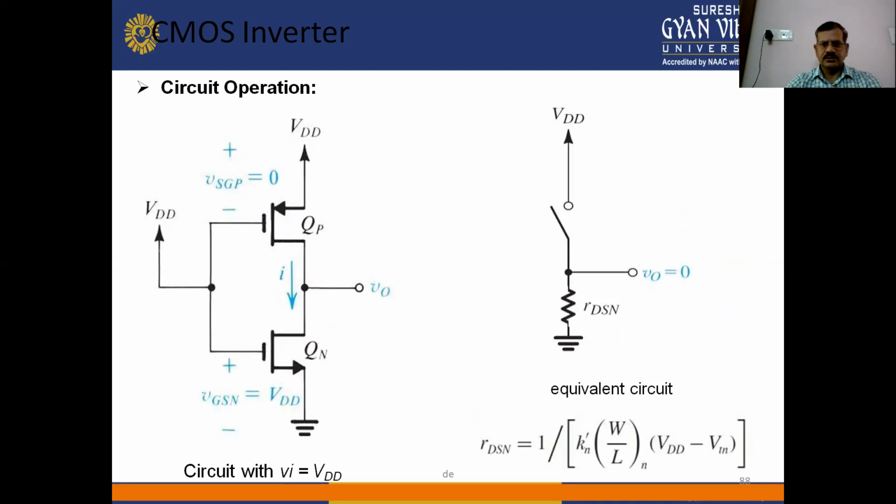There is also circuit operation of CMOS inverters here, with Vi equal to VDD, and the equivalent circuit of the CMOS inverter in the second diagram, where the resistance rDSN equals 1 upon the square root of Kn dash W upon L times VDD minus V input. These are the two different circuit operation diagrams here.